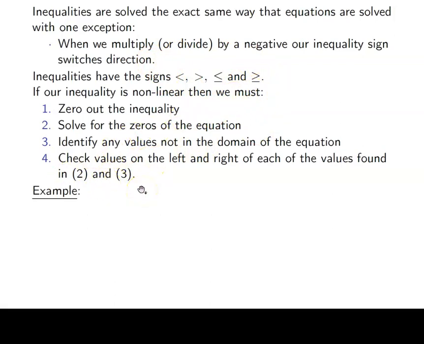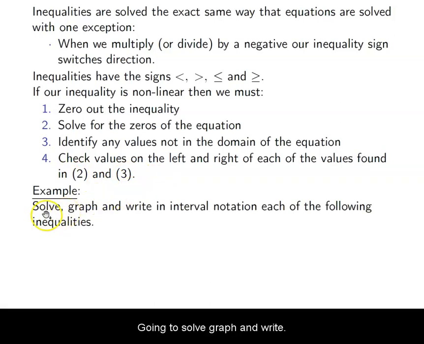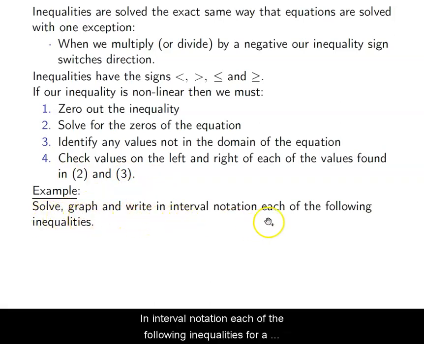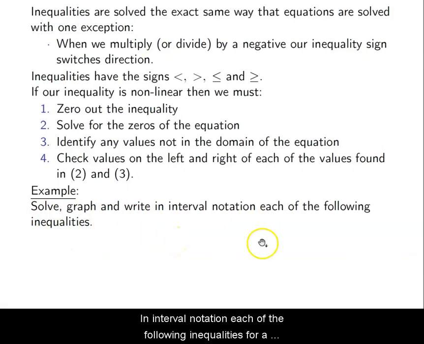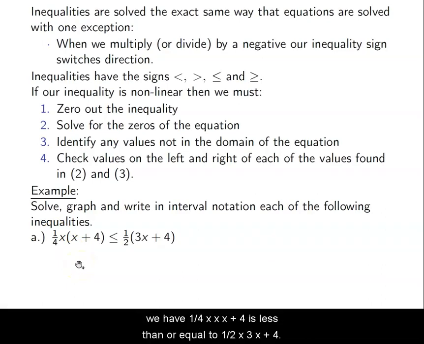Okay, so let's go ahead and do an example. We're going to solve, graph, and write in interval notation each of the following inequalities. So for A, we have 1/4 x times (x plus 4) is less than or equal to 1/2 times (3x plus 4).